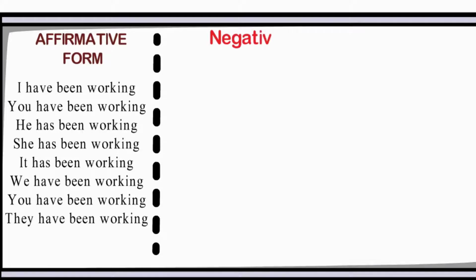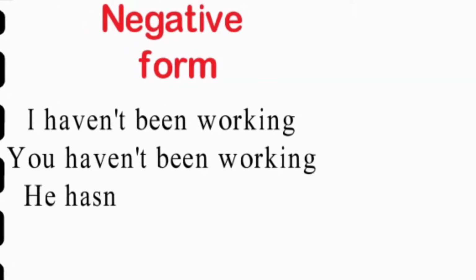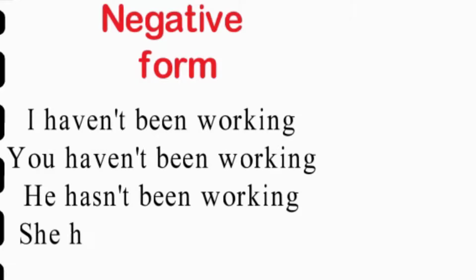The negative form. I haven't been working. You haven't been working. He hasn't been working. She hasn't been working. It hasn't been working. We haven't been working. You haven't been working. They haven't been working.